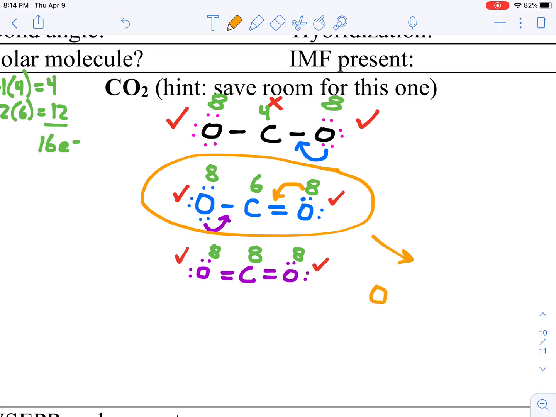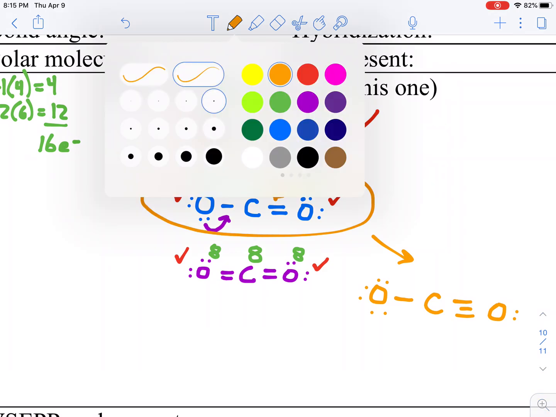We would have an oxygen on the left that looks like that. We'd have a carbon in the middle. We'd have a triple bond to an oxygen that looks like that. And if you count all those up, everything does have its full octet. You have represented 16 valence electrons. So that does work. And you could actually do the exact same thing going the other way, right?